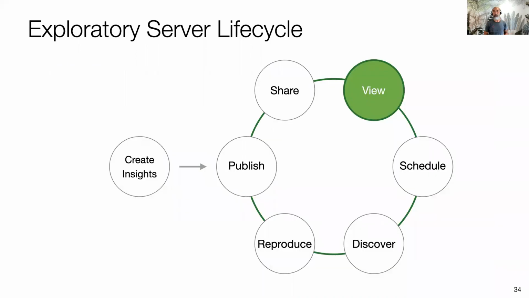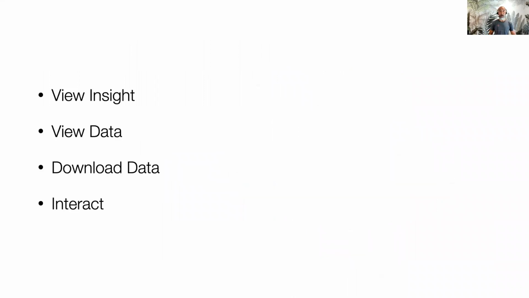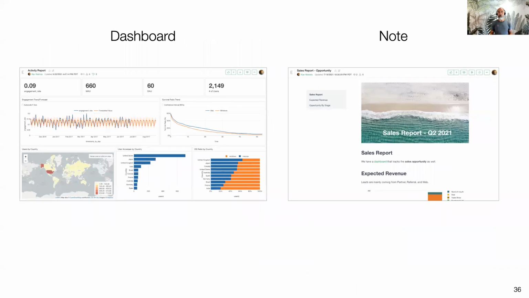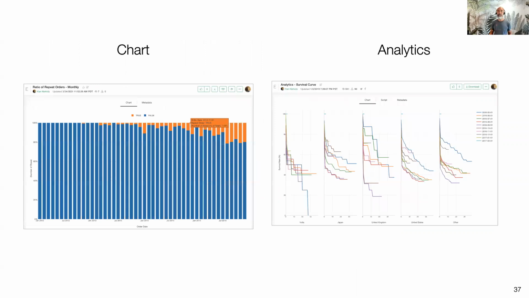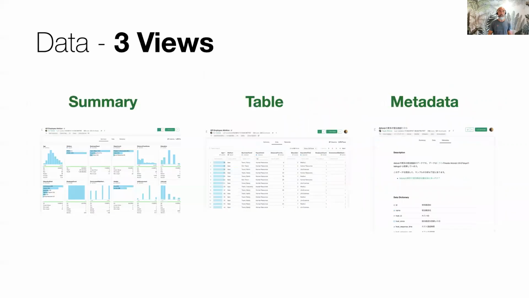So the next thing you want to do is view those reports and whatever things you published or shared. Of course, the dashboard, the note, the chart, analytics, all those things you can open in a web browser. But one thing that's really cool is data. Data seems like just a grid table, basic stuff. But in order to view it on the server or web browser, it provides you three views. One is a summary view, the one that you usually see in Exploratory Desktop.